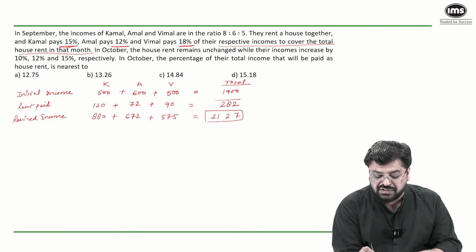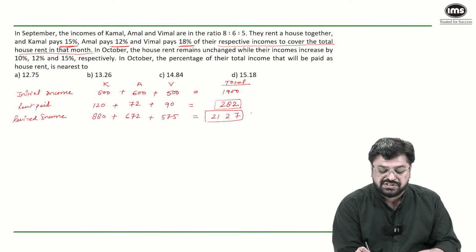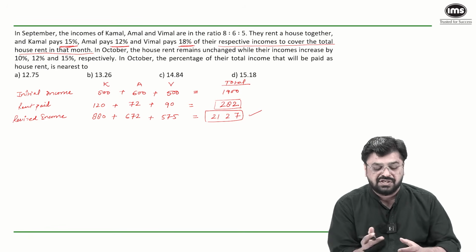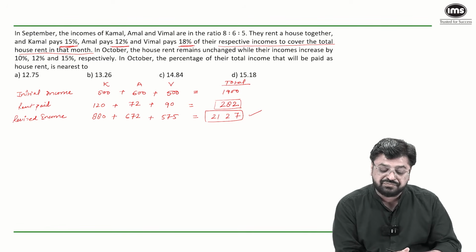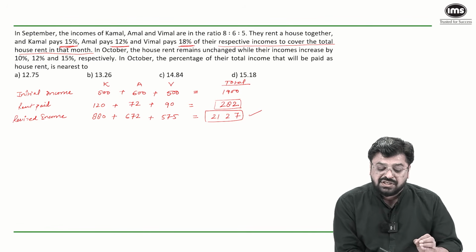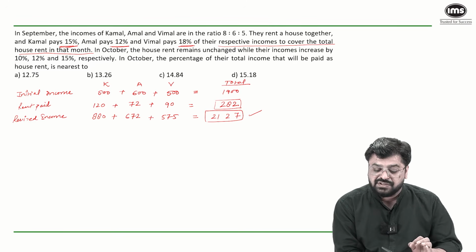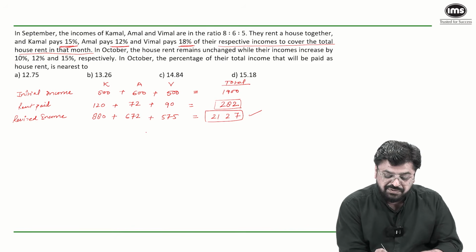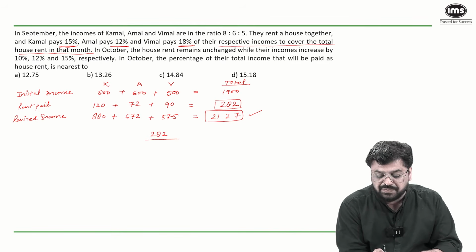2127. This is the revised income, or the new income, or the total income in October, and 282 is the total rent. So the question is, in October, the percentage of the total income that will be paid as house rent. That means we need to calculate 282 is what percent of 2127.